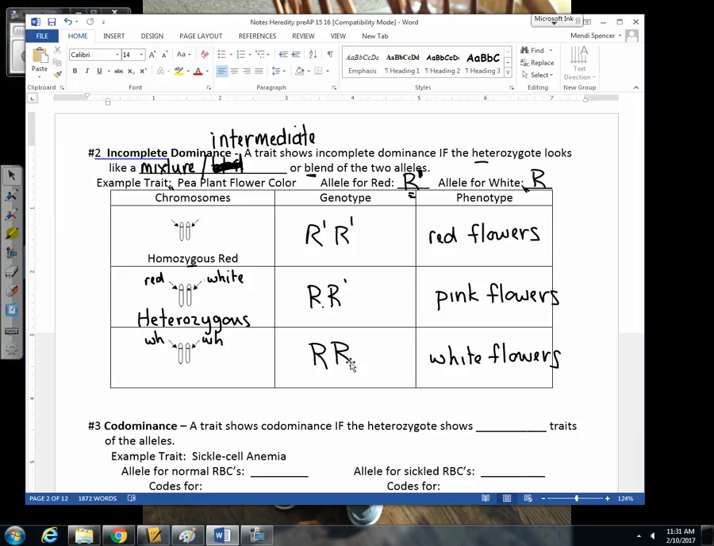Whenever you have an intermediate, the heterozygous individual, which we see right here, is like a mix. So let's put like a mix or middle or an intermediate of the two codes that it possesses. There's no allele that codes for pink because they have a red allele and they have a white allele. And so both get expressed and you end up with that middle color.